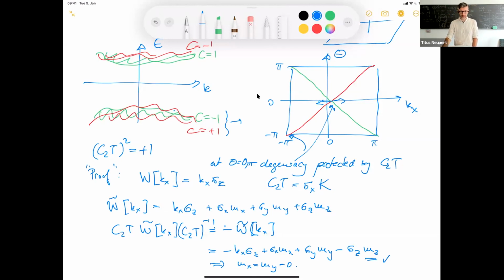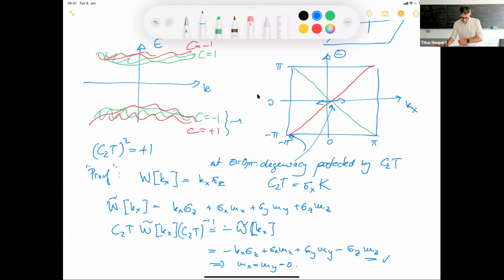Okay, so now let's go back to Miguel's question. What if you add to the fragile bands other atomic limits that cross with the fragile topological ones only at theta equal to 0 or pi, that are protected by C2T? The crossing should be protected and the Wilson loop obstruction should remain intact, despite the fact that you are adding trivial bands.